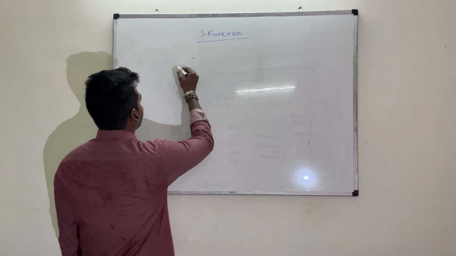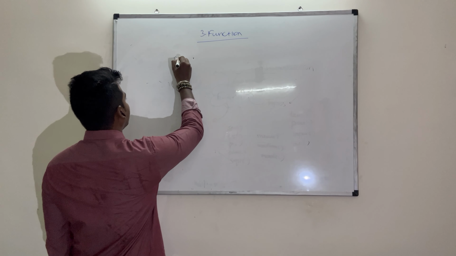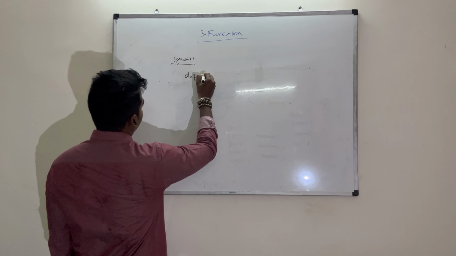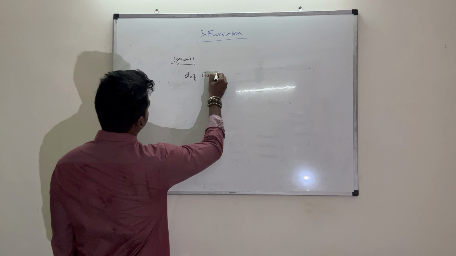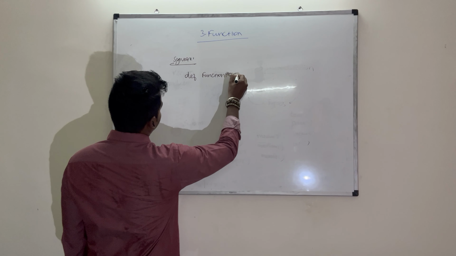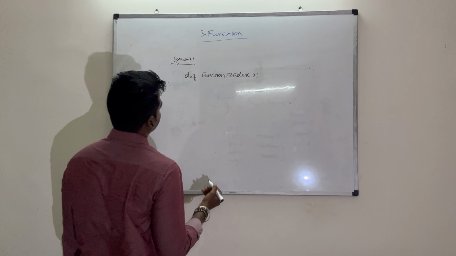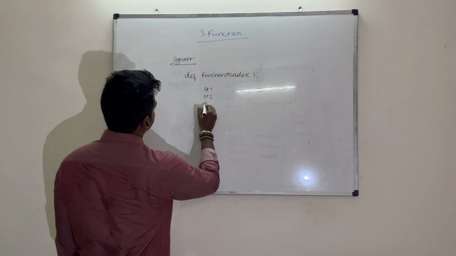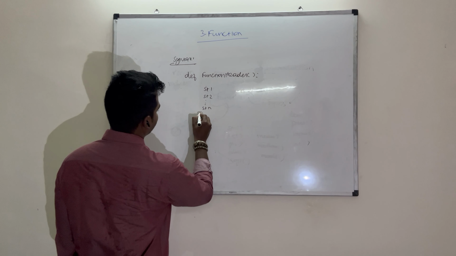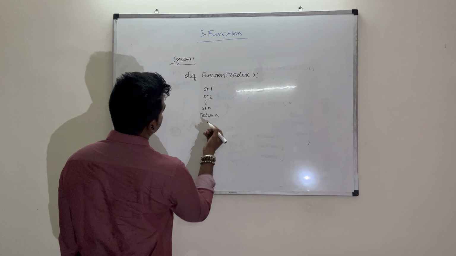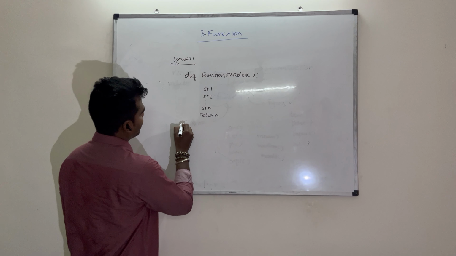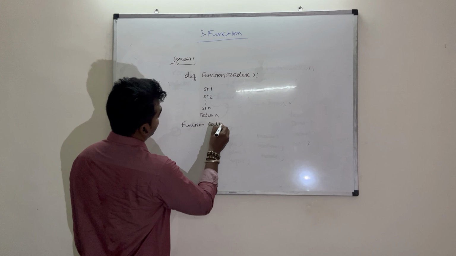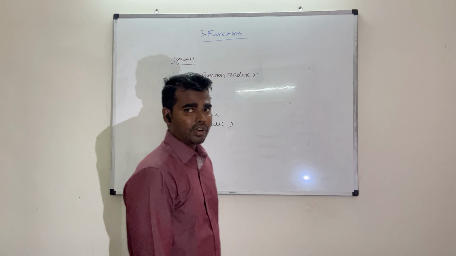So for example, in the syntax of a function, def is a keyword. After that, you have to write the function header. The function header has to satisfy the rules of an identifier. After that, you write the statements: statement 1, statement 2, statement n. After that, if you want, you can use the return statement. The return statement is optional. After that, you use the function call, because in order to execute the program, you have to use a function call.